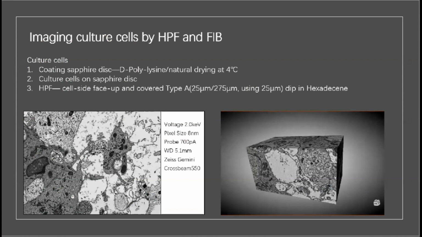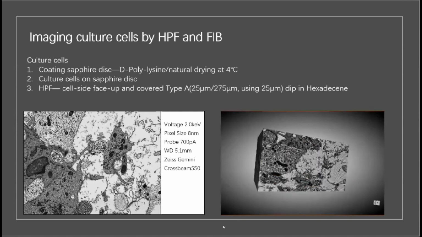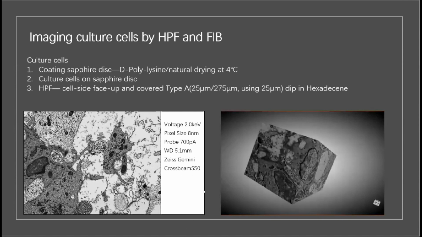I also use the FIB for cutting the cells in sample preparation. I use the HPF. First, I coat the sulfur disc, and by polarizing and culturing the cells on the sulfur disc, I make the sulfur disc for HPF. Yeah. This movie shows the cultured cells.